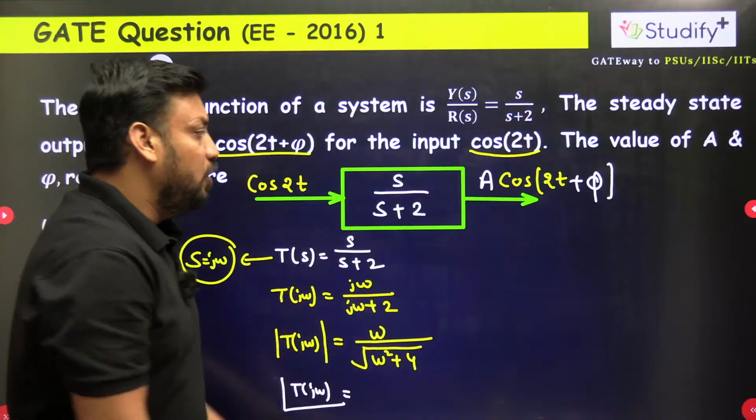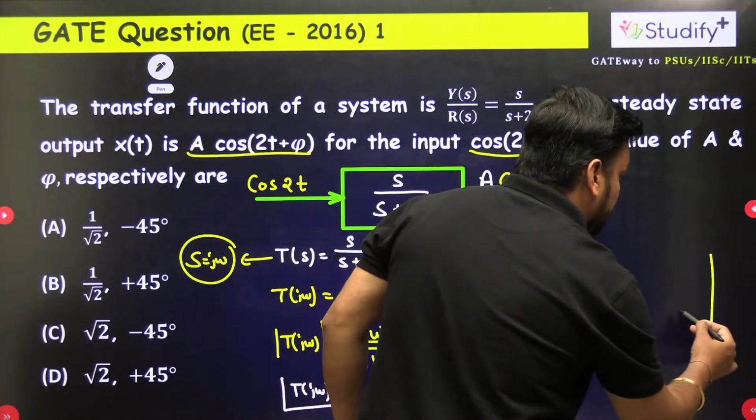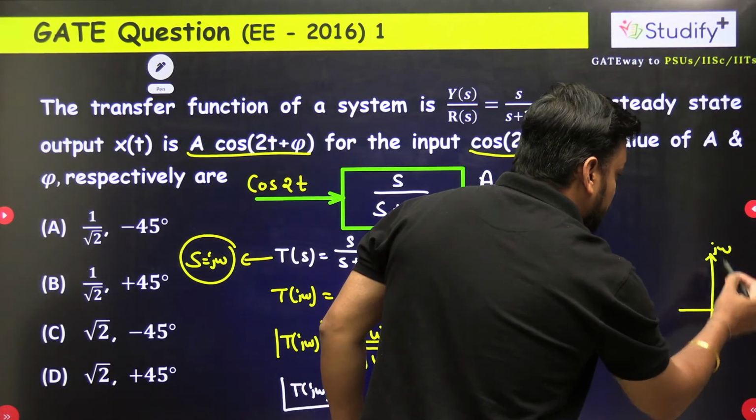Angle of J omega. J omega means imaginary axis only. This is your J omega. This is your minus J omega.